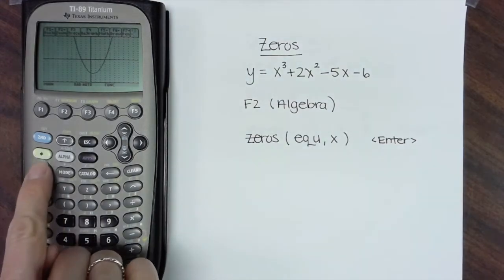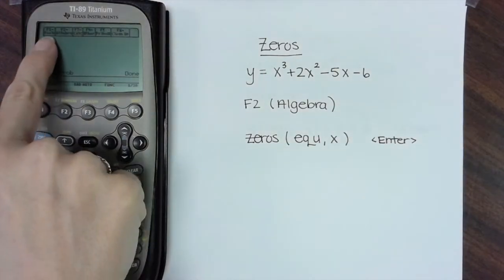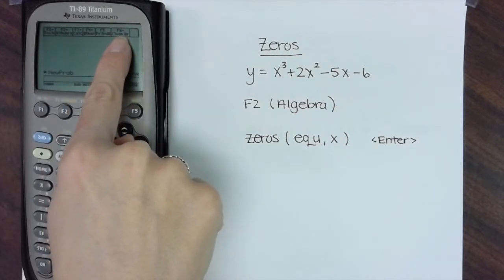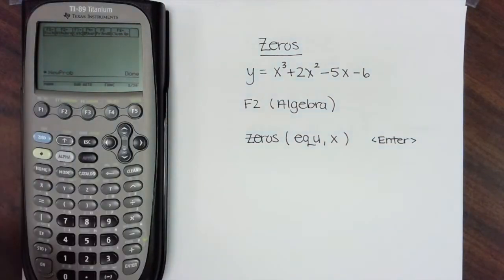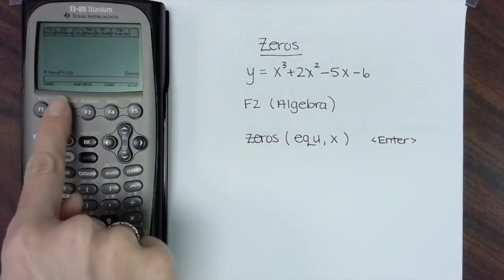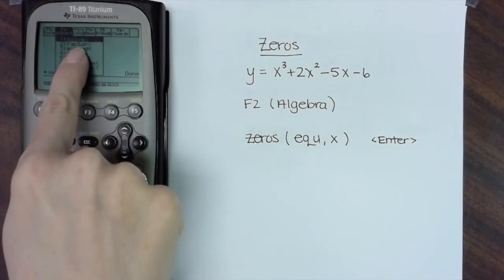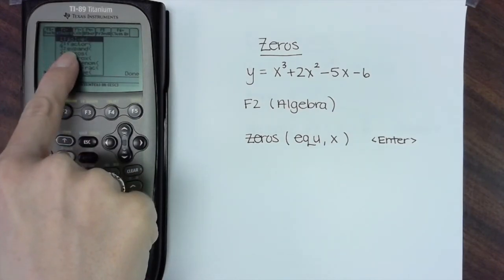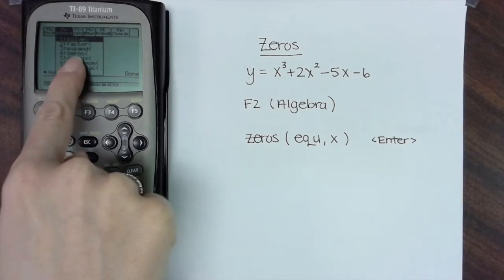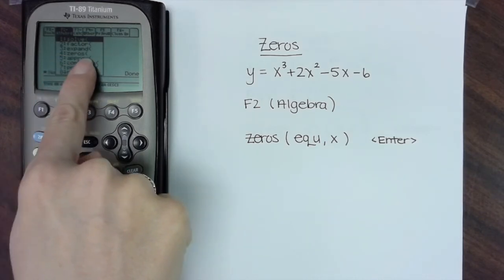So hit your home button. And on the home screen, remember there are all of these tabs and menus at the top. We've already done F6 cleanup and we're ready to go with a new problem. But now I want to explore F2 algebra. So hit F2 and the algebra menu comes up. You can do a whole bunch of things on the TI-89, but the thing you have to know how to do for the AP exam is zeros, and zeros is option 4.